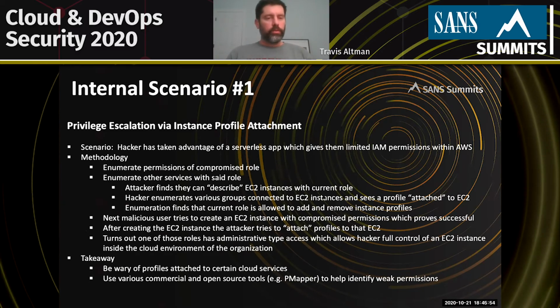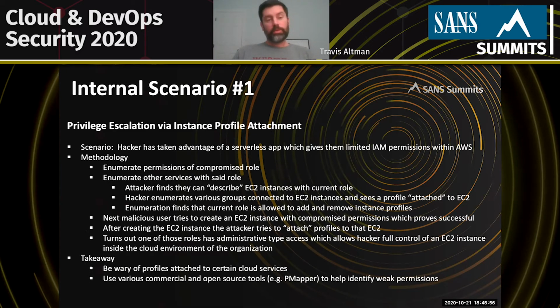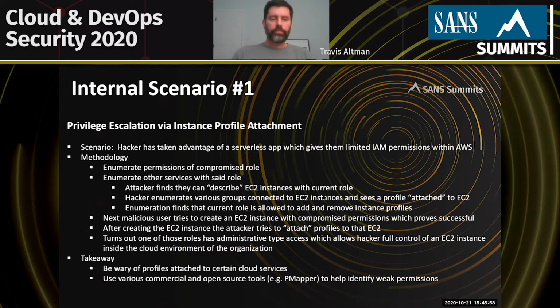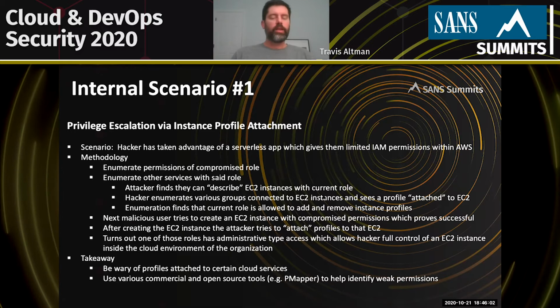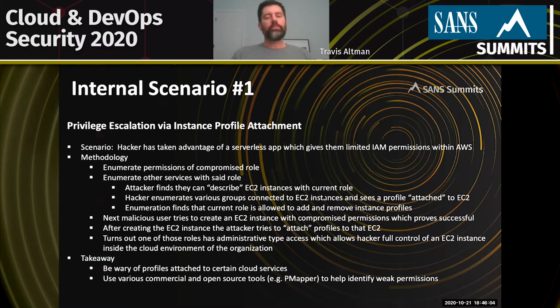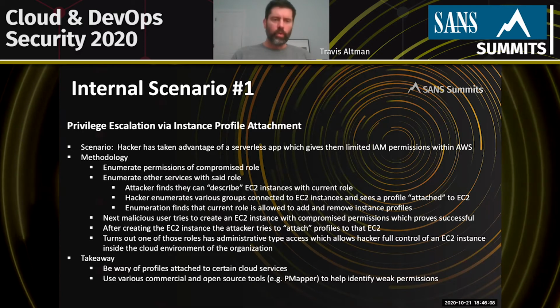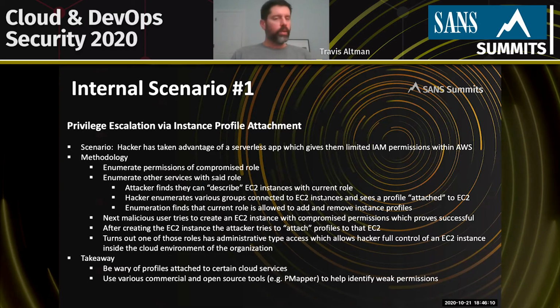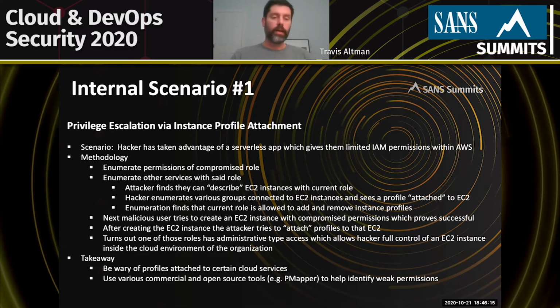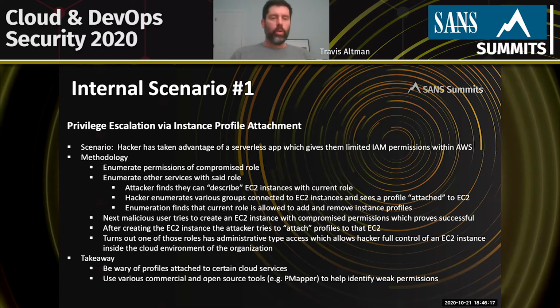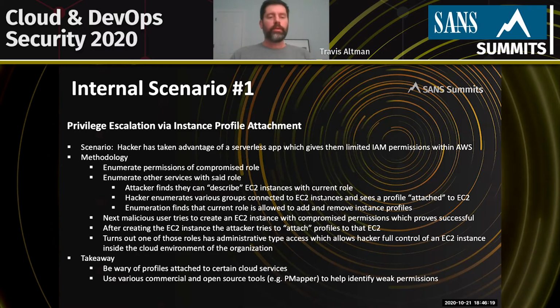Now I want to focus on the internal side. I'm going to give a couple of examples around this that I've seen. So in this scenario, the threat actor takes advantage of a serverless app, which lands them with limited IAM permissions within AWS. Okay, so 101, as soon as they have that type of access, they're going to start to enumerate that access, right? What permissions do they have, right?